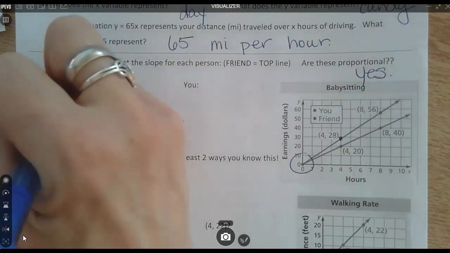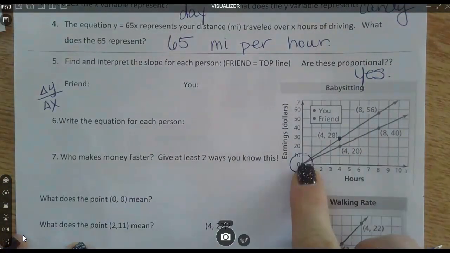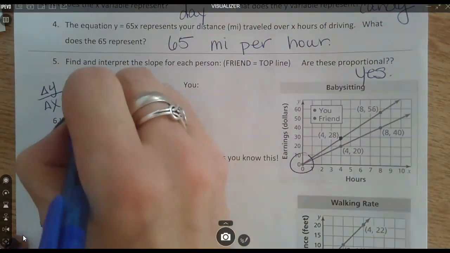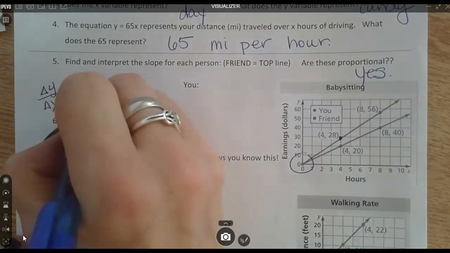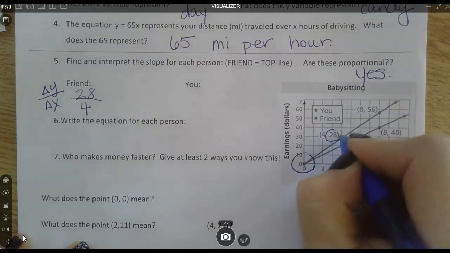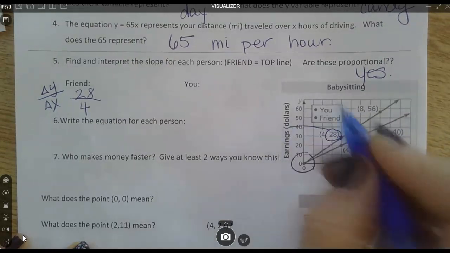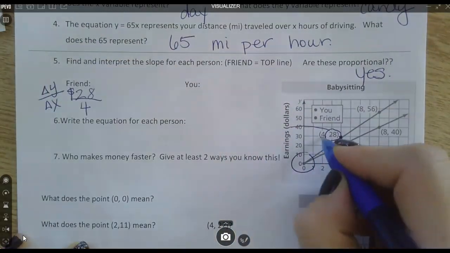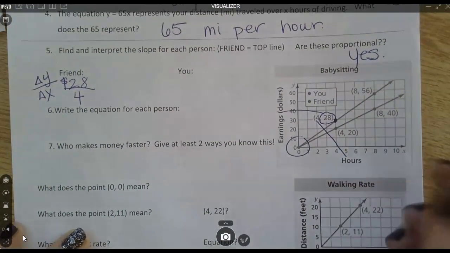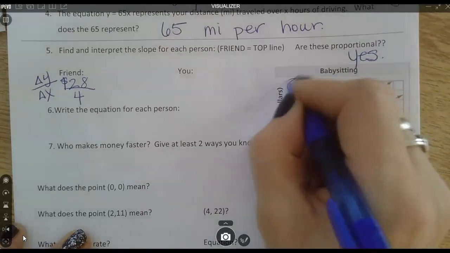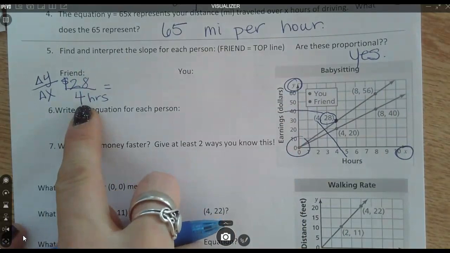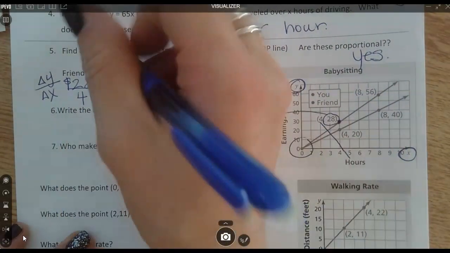Remember, we learned last section, slope is change in y over change in x, or because it's proportional, I can just do y, 28, over x, which is 4, but I need to label these. So the y, second point here, goes with dollars, and the 4 goes with hours. Remember on your graph, these are labeled too if you get confused, x and y. And if I simplify that, I get a rate of $7 per hour.